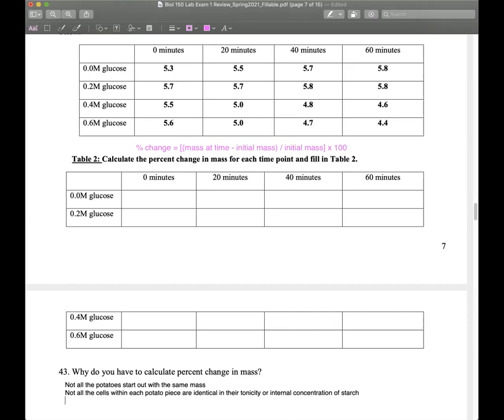So I guess I could sum that up by saying it's easier to compare the experimental results across different potato pieces when your data is normalized.